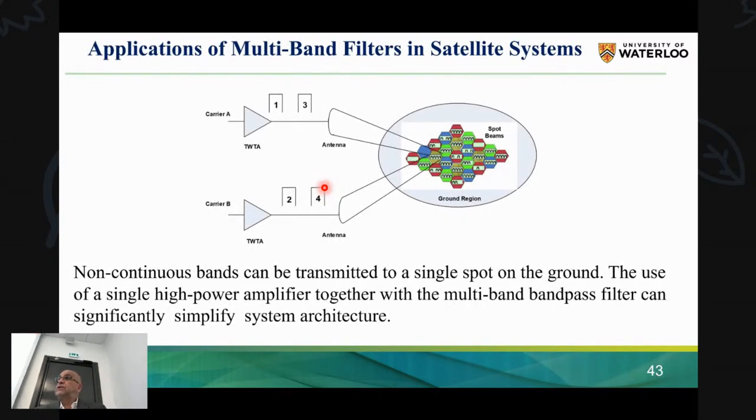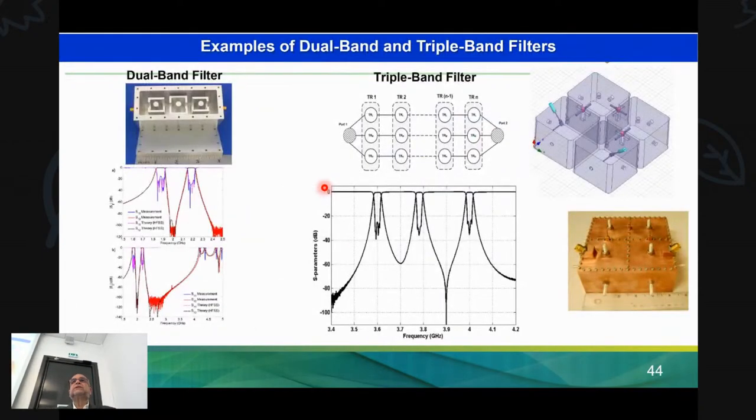For satellite applications, when you need to beam several beams to the ground, instead of using a PA for each channel, why don't you take, say, two bands and use the power amplifier to amplify these two channels. So multi-band filters are used for satellite applications, and particularly for 4G there was lots of demand for multi-bands. Just examples here of dual band filters.